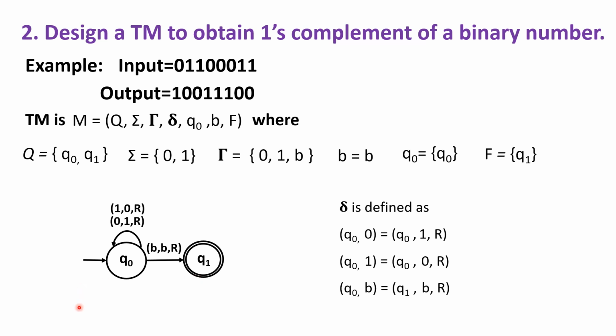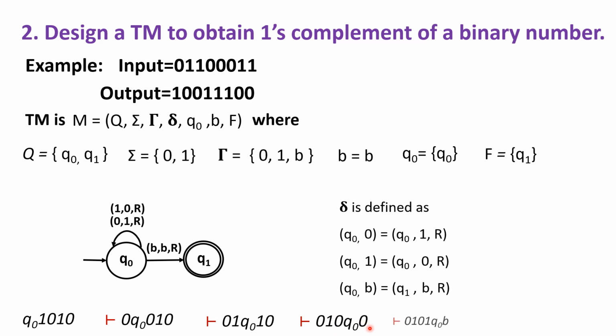At last, let us check for a given string. Initial state is Q0. The input string given is 1001. So Q0 1, interchange 1 to 0, so 1 is replaced as 0, be in the same state, move towards the right. Again Q0 0, replace 0 by 1, be in the same state, move towards the right. Q0 1, 1 is replaced as 0, move towards the right.